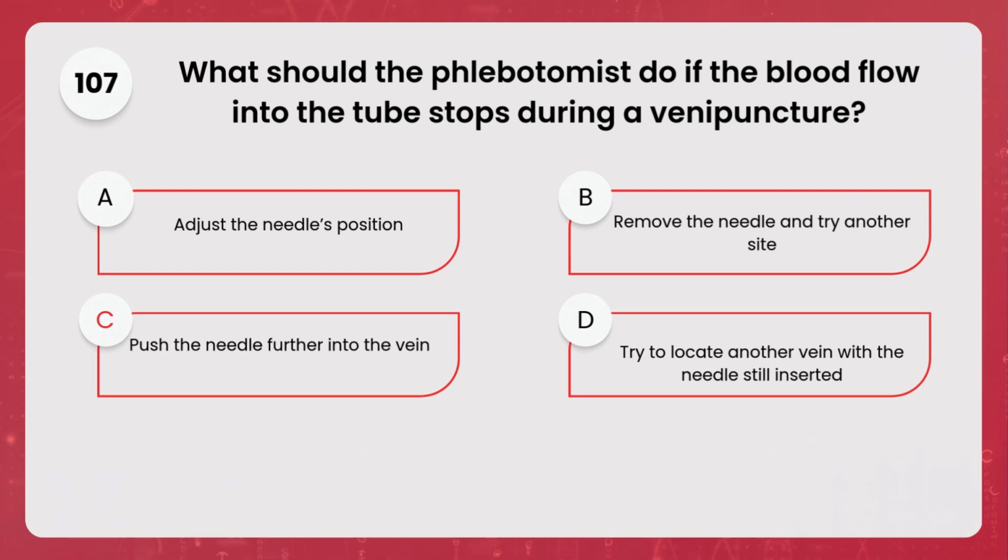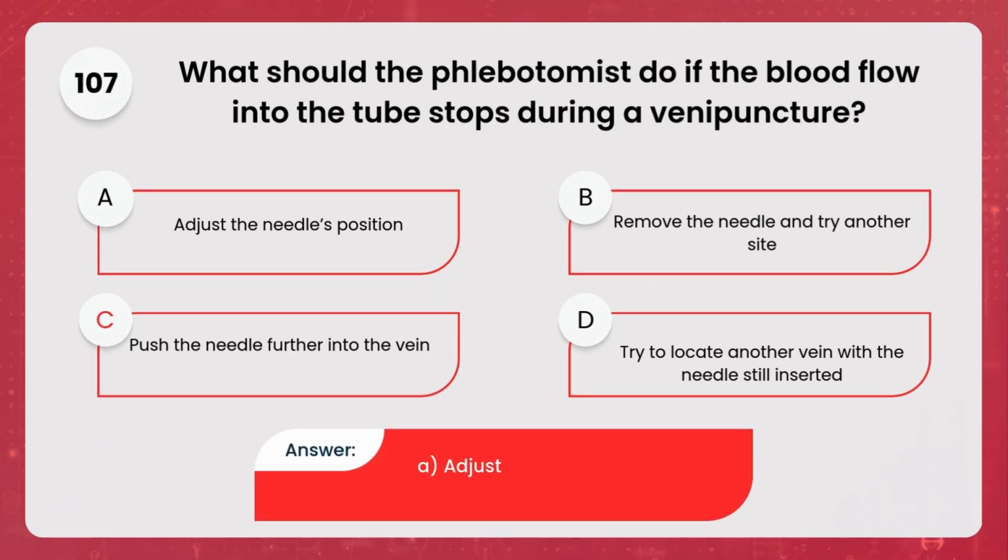Number 107. What should a phlebotomist do if the blood flow into the tube stops during a venipuncture? A. Adjust the needle's position. B. Remove the needle and try another site. C. Push the needle further into the vein. Or D. Try to locate another vein with the needle still inserted. The answer is A. Adjust the needle's position.